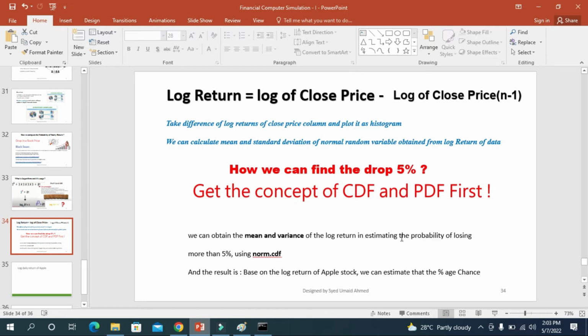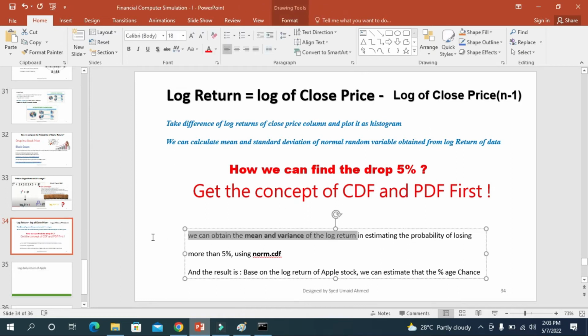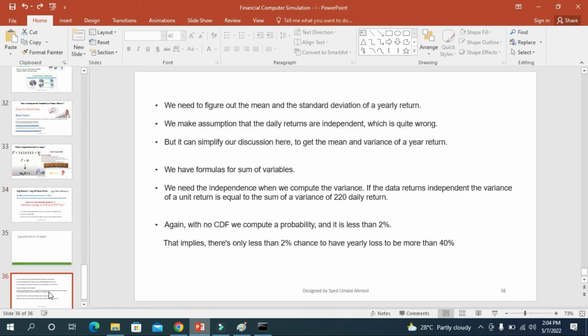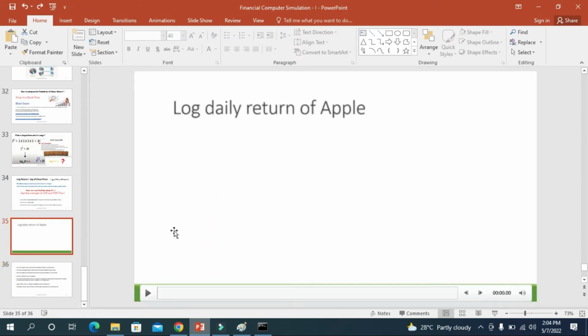Now, in estimating the probability of losing more than 5%, we have done this part only, but this part is still remaining. This part says we have to estimate the probability of losing more than 5%, more than 40%, 20% in a day using norm.cdf. That's why I'm not running the cell, because first we need to explain CDF and PDF. So let us move towards the explanation of CDF and PDF first, then we will move forward.